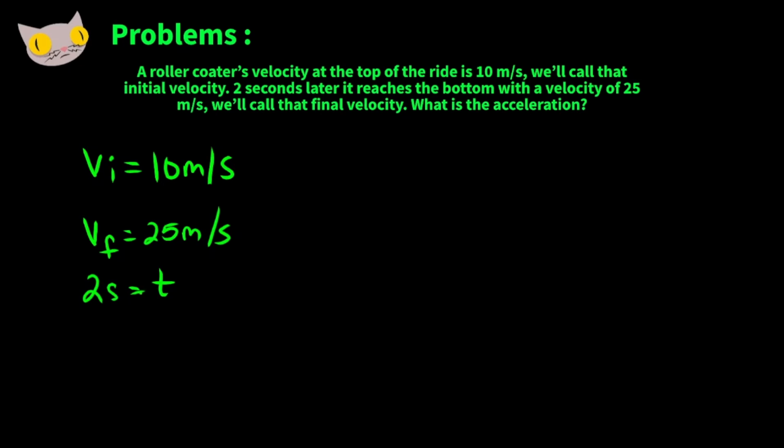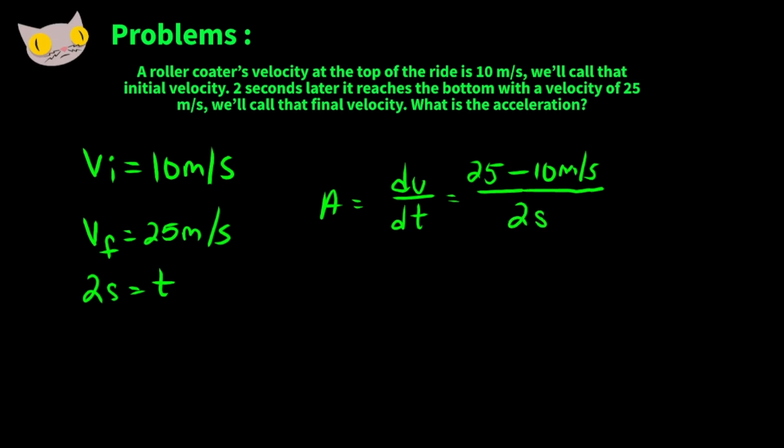What is the acceleration? We know that the acceleration is the change of velocity over time. So we'll put 25 meters per second minus 10 meters per second over 2 seconds, which is just 15 over 2, and we get 7.5 meters per second squared.